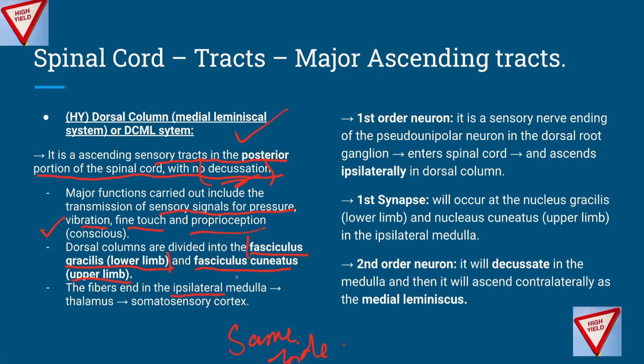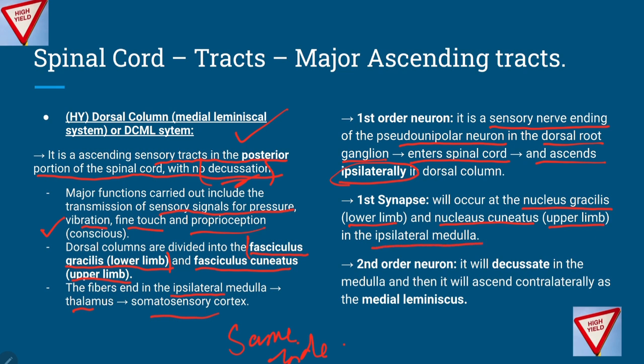So the fibers will end in the ipsilateral medulla, that will then find its way up to the thalamus and then the somatosensory cortex. Again, it will have 3 order neurons. So the first order neuron is the sensory nerve ending of the pseudo-unipolar neuron in the dorsal root ganglion. It will then enter into the spinal cord and ascend again ipsilaterally in the dorsal column of the spinal cord. The first synapse will occur at either the nucleus gracilis if the nerve is coming from the lower limb, or the nucleus cuneatus if it is coming from the upper limb.